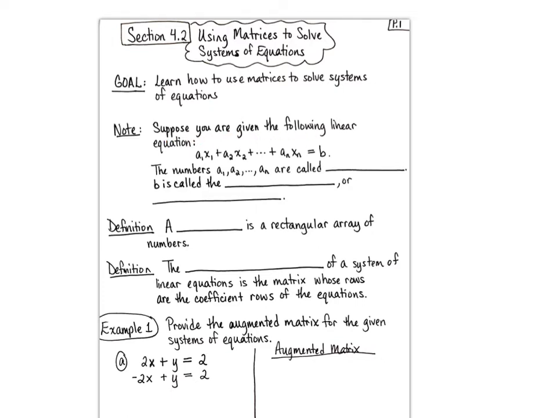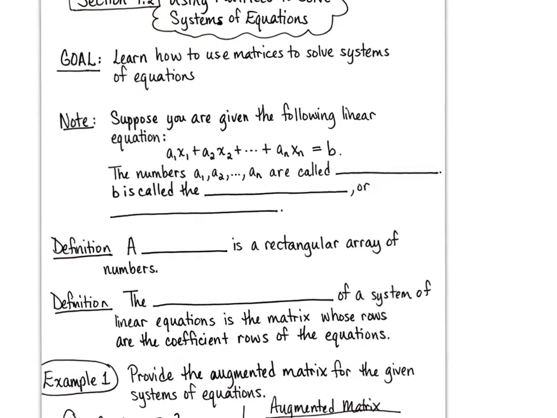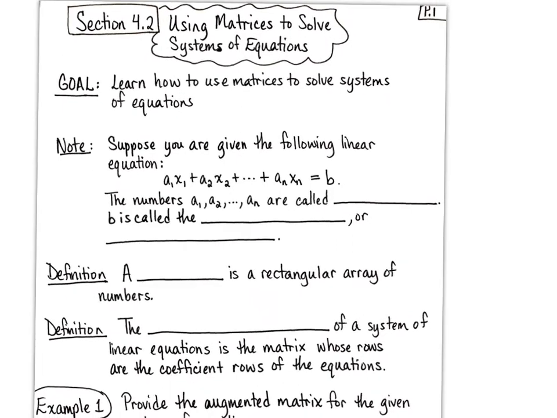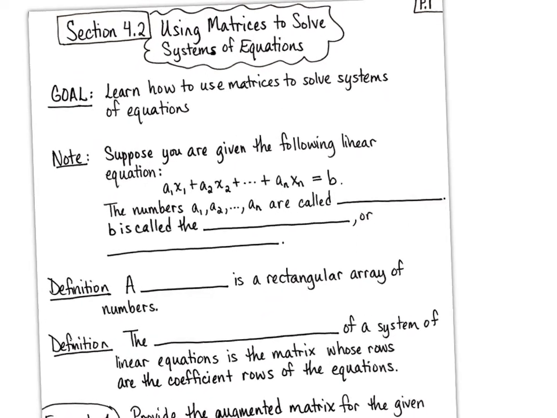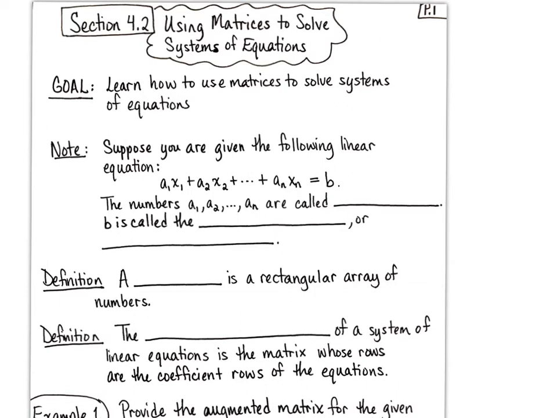Suppose you are given the following linear equation: a1x1 plus a2x2 plus everything out to anxn equals b. The numbers a1, a2, out to an are called coefficients. And then b is called the constant term.